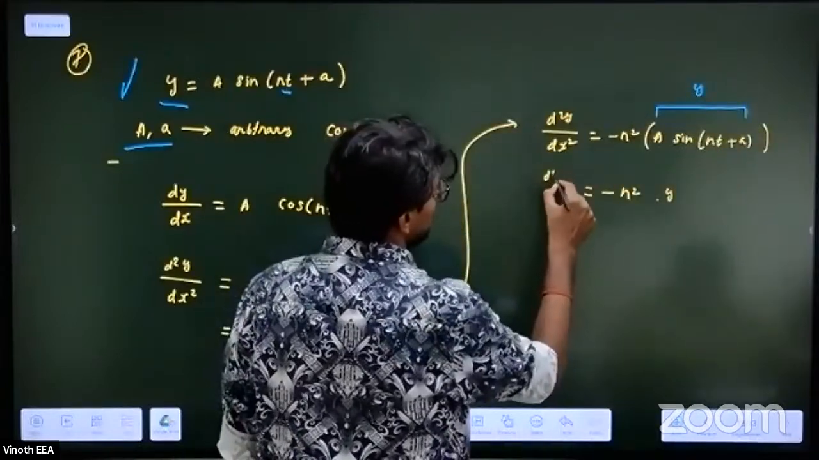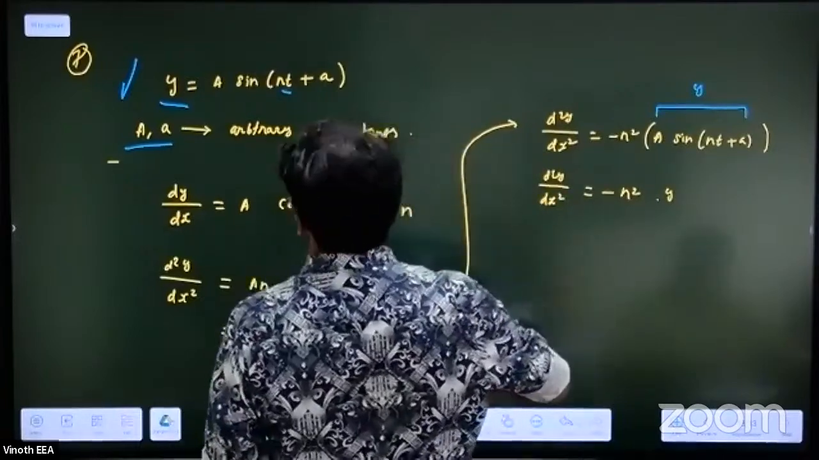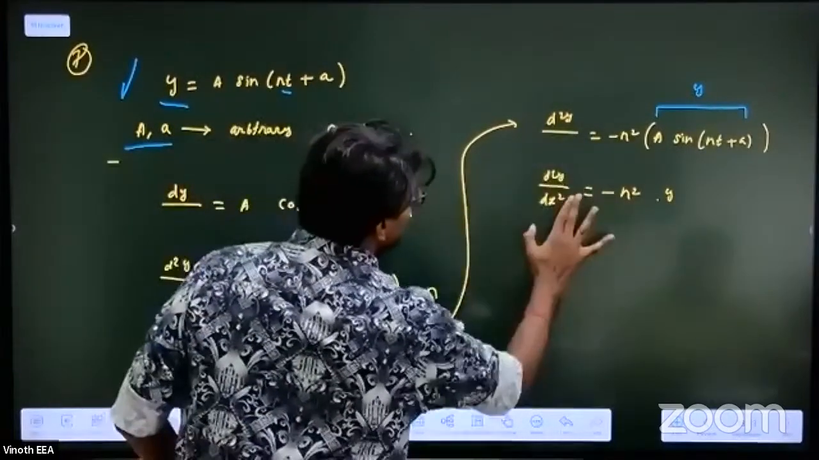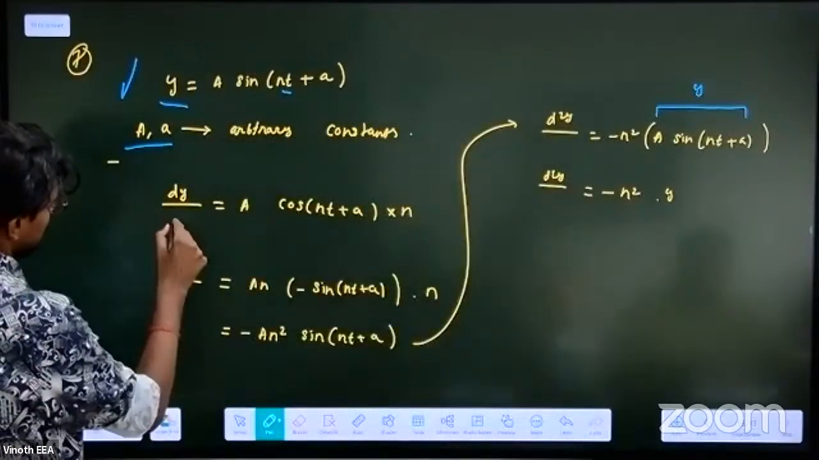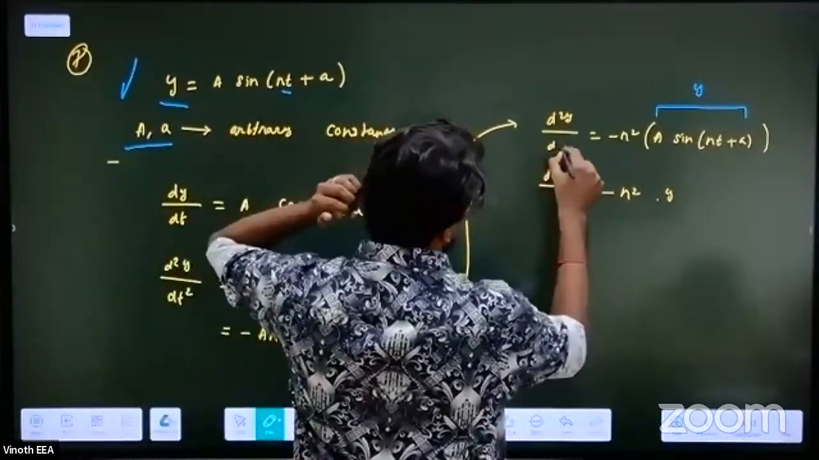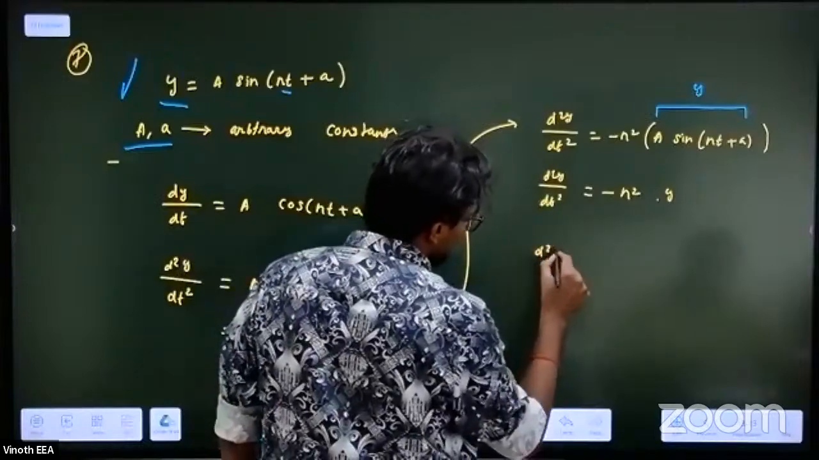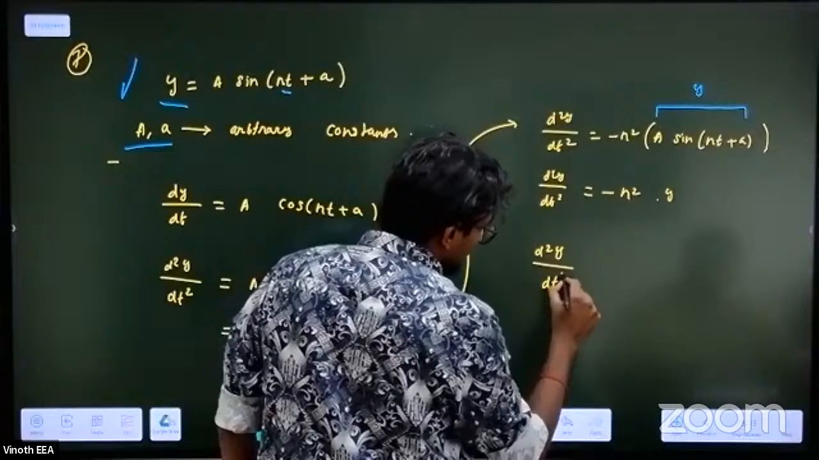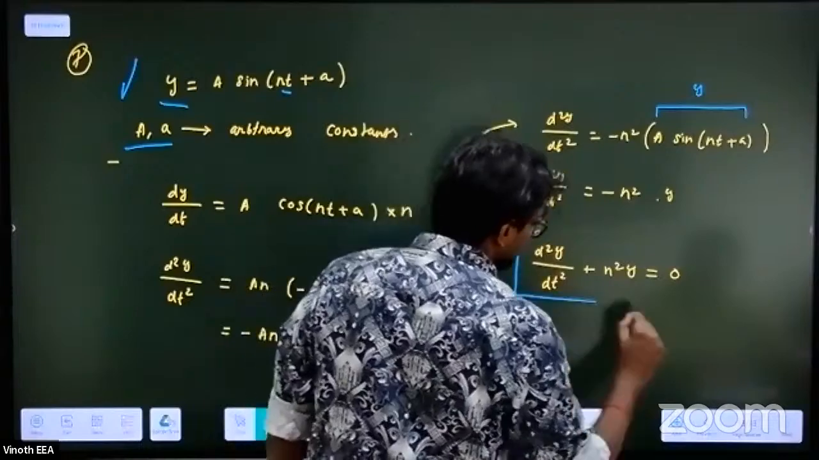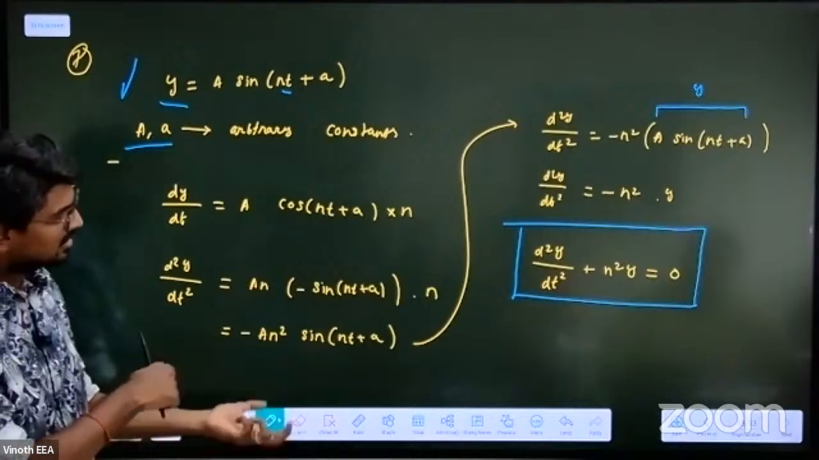So this is d square y by dx square. Oh, I'm sorry, dt. Everywhere it is dt. We are differentiating with t only, right? So this is dt square, this is also dt square. So what's my equation? d square y by dt square plus n square y equal to 0. That's it. So do some manipulation to remove the constant.